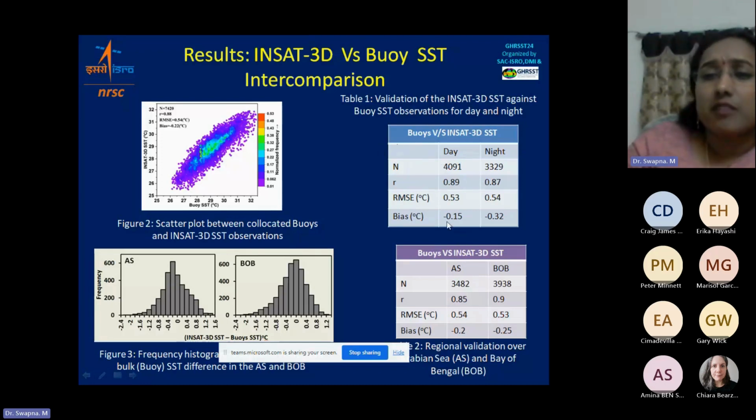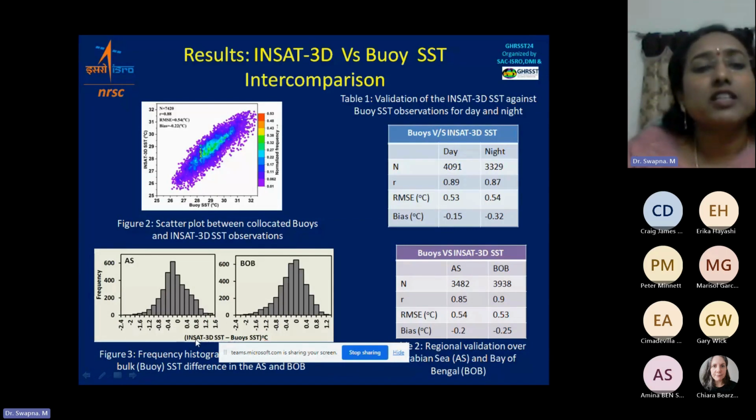So if you see this table, for the daytime observations, we have found a very strong correlation of 0.89, and RMSE is of the order of 0.53 degrees centigrade, and bias is very small, minus 0.15. Whereas for the night observations, it is relatively less compared to the daytime observations. And this downside figure shows the histogram of skin minus bulk SST difference.